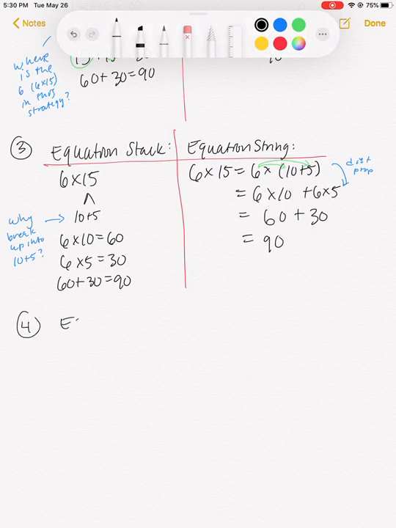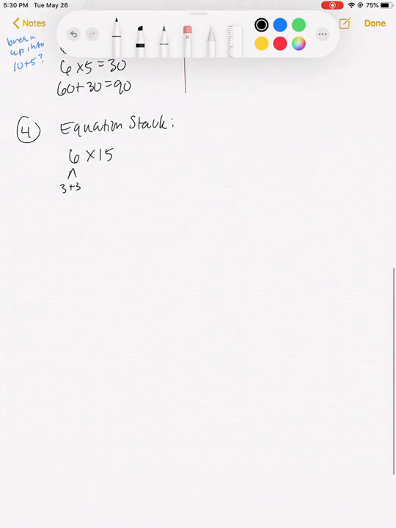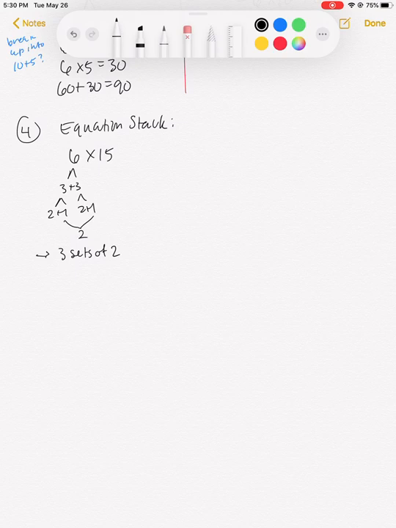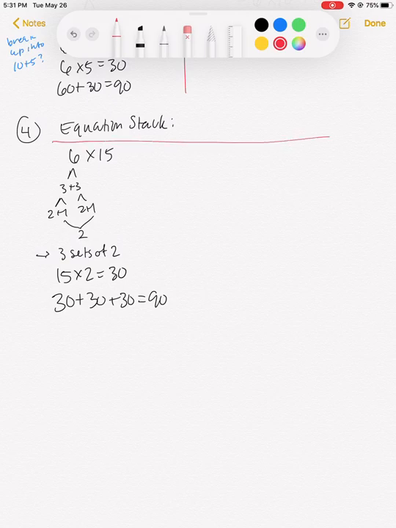Strategy number 4. So the equation stack. The student did 6 times 15 as breaking up the 6 into 3 plus 3. Then the student broke up the 3 into 2 plus 1. Then the student combined these two ones to become another 2, and therefore found 3 sets of 2 for the 6, breaking up the 6 into 3 sets of 2. Then the student did 15 times 2 is 30, so any sets of 2 of 15 are going to be 30 each. And since there's 3 sets, they did 30 plus 30 plus 30 equals 90. Okay. So let's write that as an equation string.